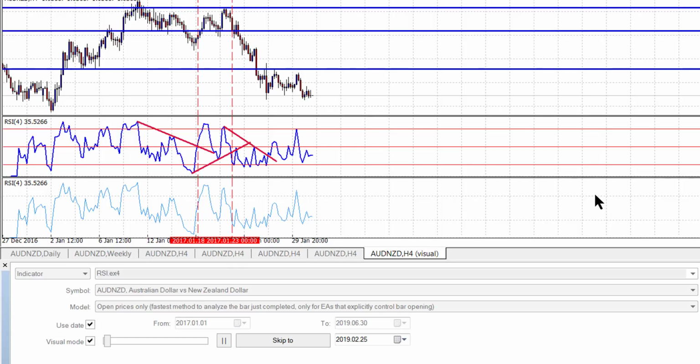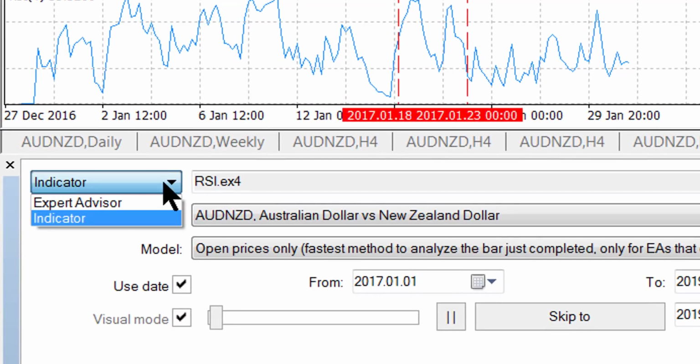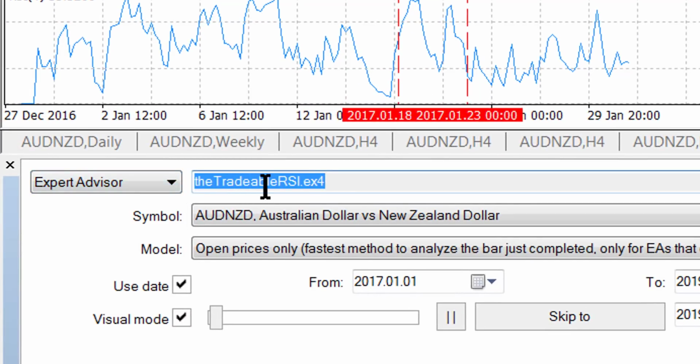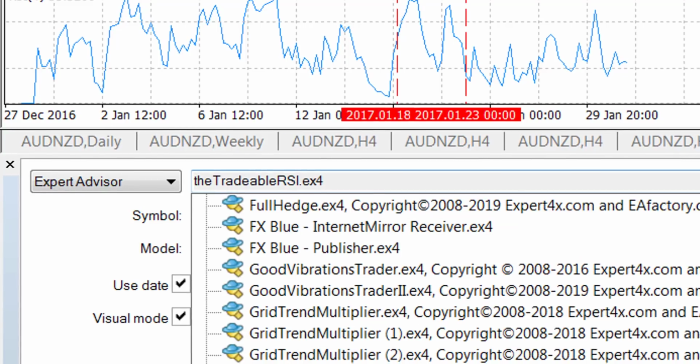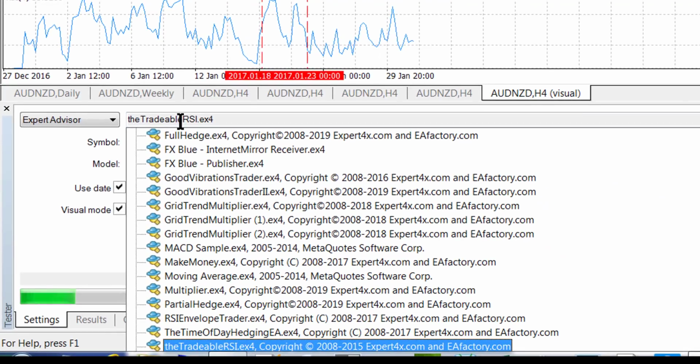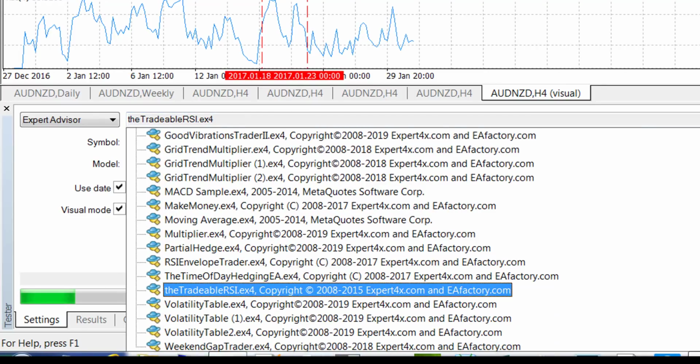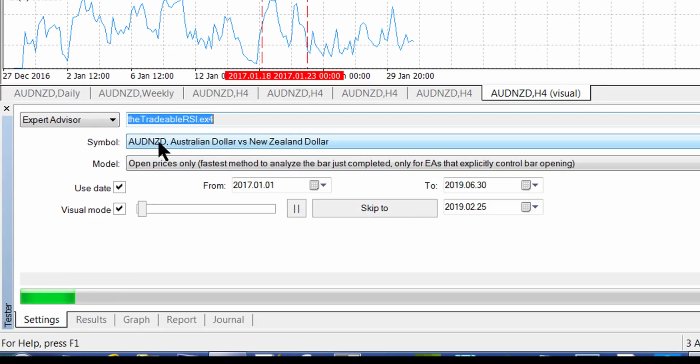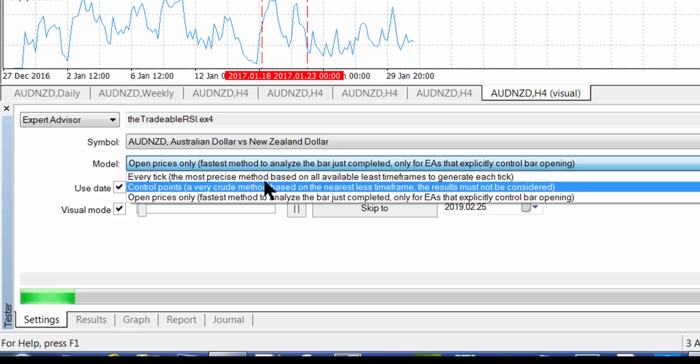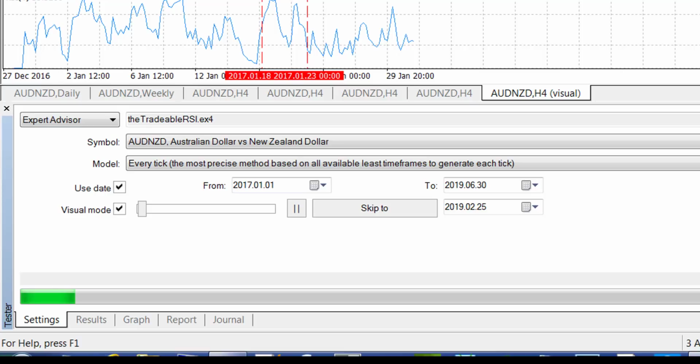Okay, so the next way of doing backtesting is backtesting an EA in visual mode. I'm going to show you that too. So all we do is we go to expert advisor, and I have an expert advisor called the tradable RSI. There's a whole lot of them there that we have, and I load the tradable RSI. I load the same currency. I'll use open prices because that also goes a lot faster. It does make it a little bit uncontrollable though. Maybe I'll just use every tick for this particular exercise.